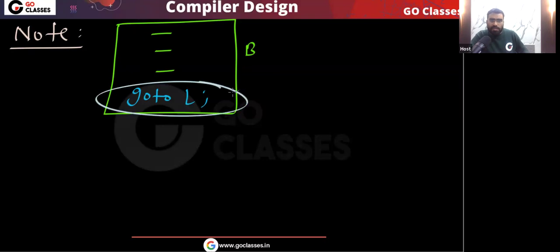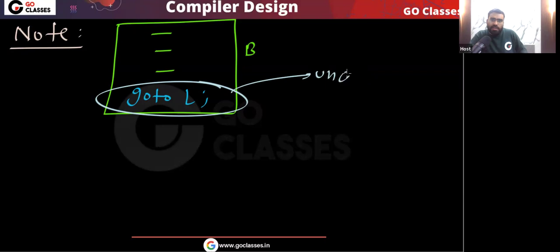Tell me, if you have an unconditional jump, then how many edges will be there? And because of a conditional jump, how many edges will be there? A simple question I'm asking you. If this is your basic block B1 and you have an unconditional jump, there is a goto L instruction. This is your unconditional jump.